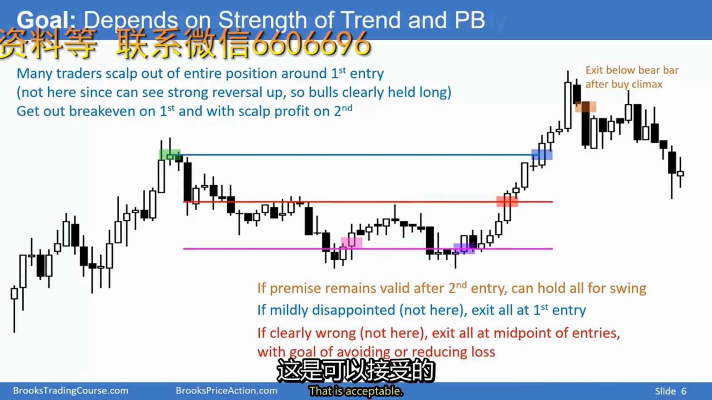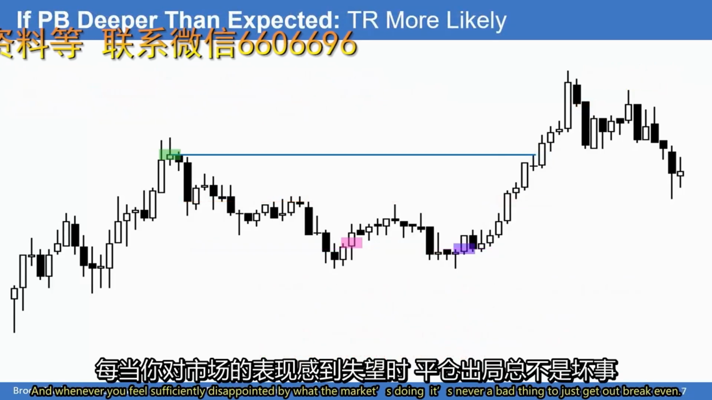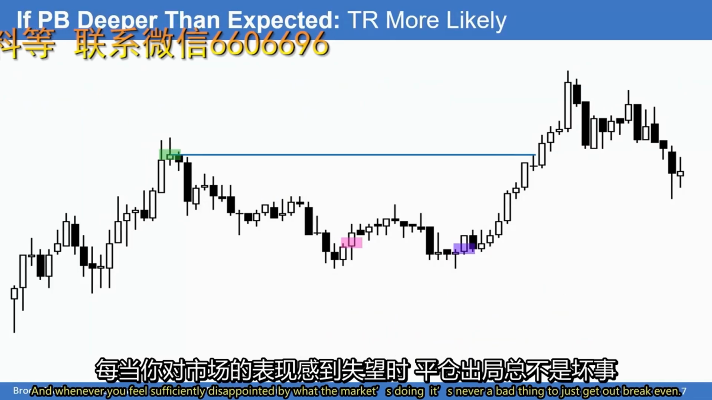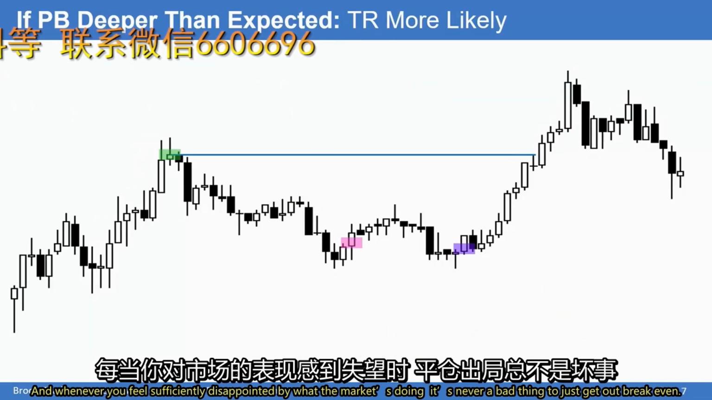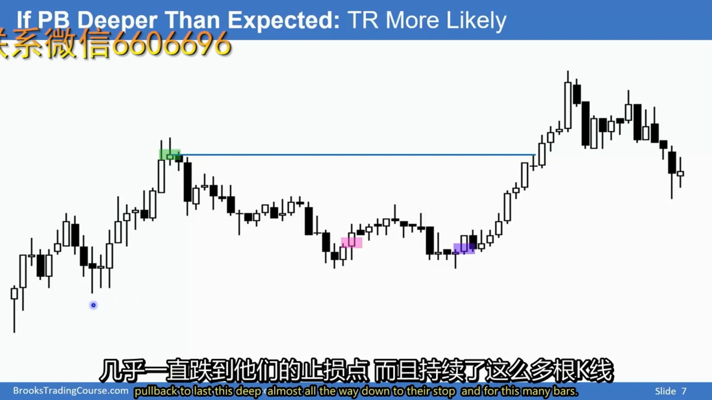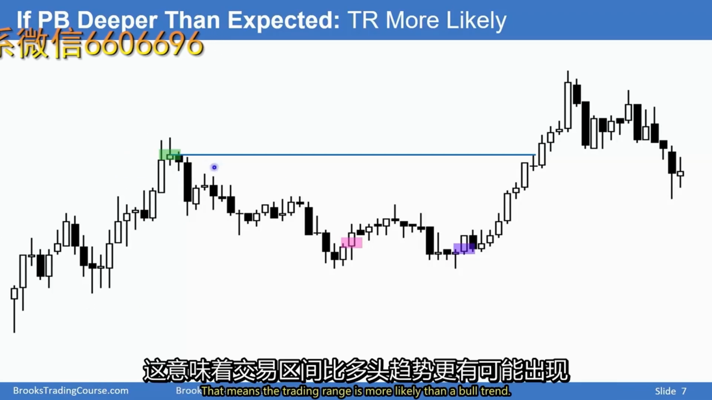That is acceptable. Whenever you feel sufficiently disappointed by what the market's doing, it's never a bad thing to just get out break even. The bulls who bought this rally, especially those who bought here, were not expecting the pullback to last this deep, almost all the way down to their stop, and for this many bars. That means the trading range is more likely than a bull trend.